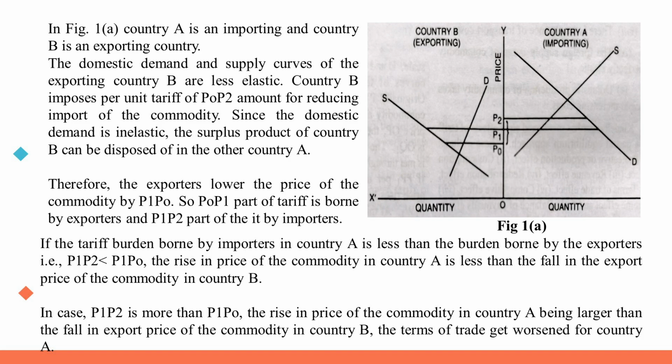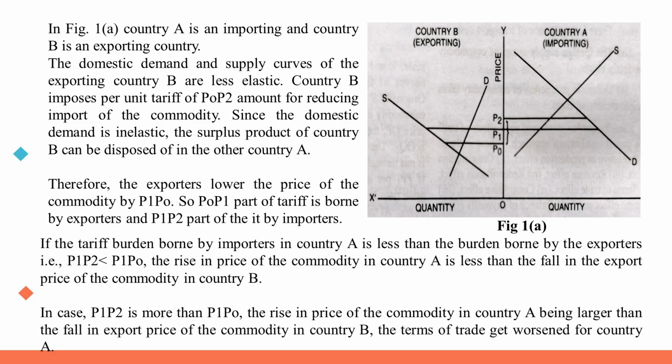If the tariff burden borne by importers in country A is less than the burden borne by the exporters, that is, if P1 P2 is less than P1 P0, the rise in the price of the commodity in country A is less than the fall in the export price of the commodity in country B. In such a situation, the terms of trade become favorable to the tariff imposing country A.